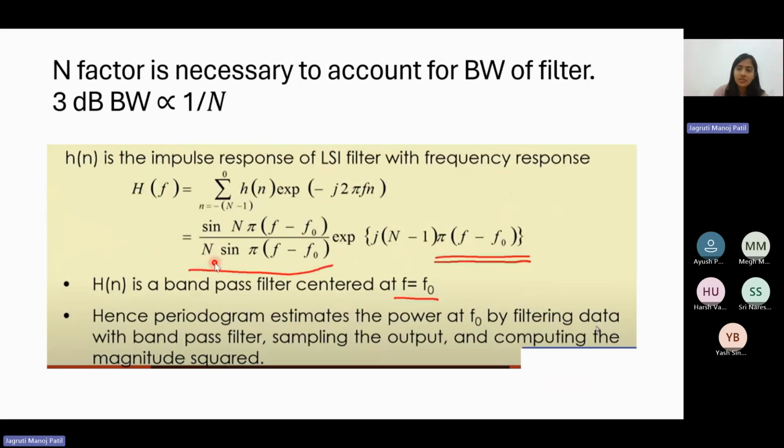This was usually the total number of points. So n is a factor here necessary to account for the bandwidth of the filter. If you take a 3 dB bandwidth of a filter, it is proportional to 1 by n. Now, are you aware of how we compute this? Say we have a particular function, a Gaussian function. Normally a Gaussian is something like this, right?